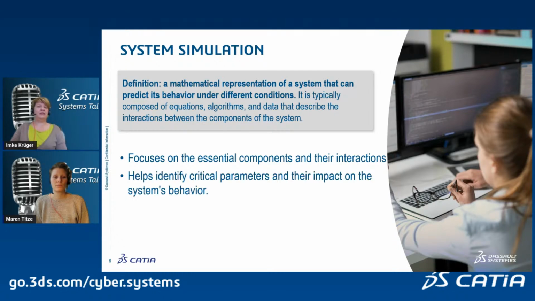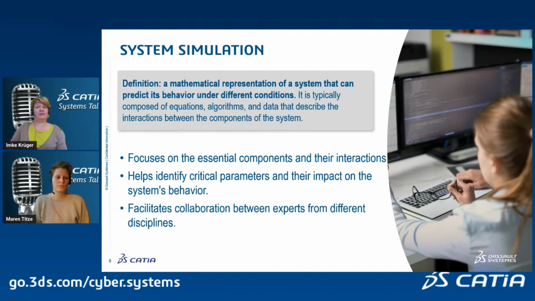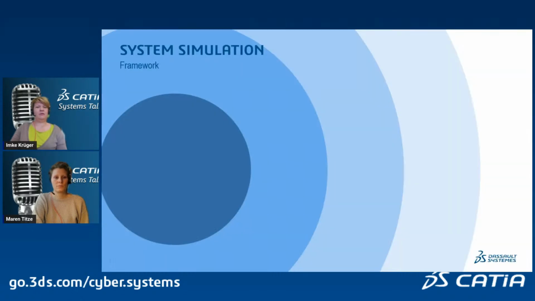We can identify critical parameters and also their impact on the system's behavior, so that we know which parameters are worth studying at a higher level of detail. And system simulation facilitates collaboration between experts from different disciplines. We can also see that here in this example, because I'm more from the thermodynamic part, and Maren is focusing on the chemical engineering part of hydrogen systems.